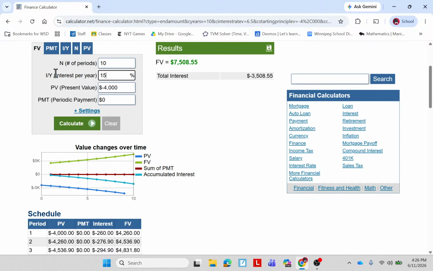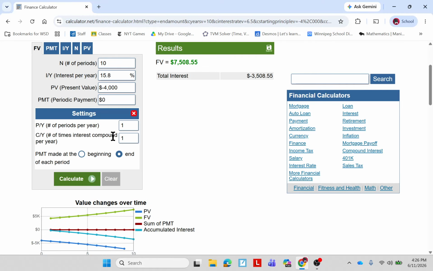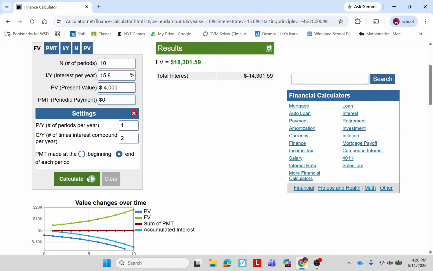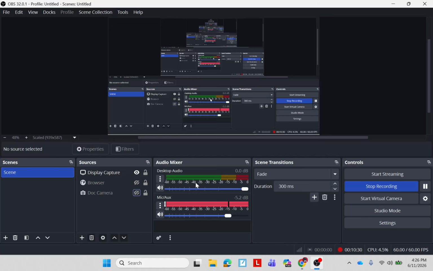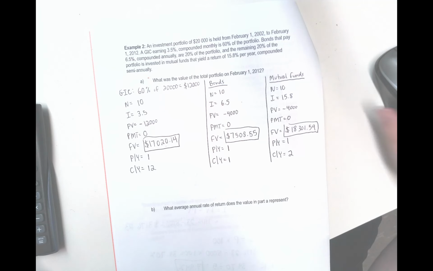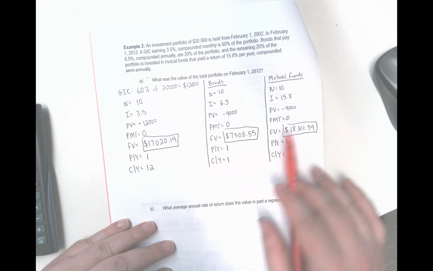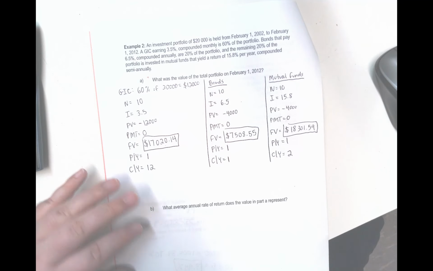And we'll do it one more time with the mutual funds. Our interest rate for that is 15.8%, and we're compounding semi-annually, which means we're compounding twice a year. So when we hit calculate for that, ooh, that's a lot of money. It's $18,301.59. Now, I acted surprised that it was a lot of money, but if you think about it, the interest rate on the mutual funds is way higher than the interest rate for the other two investments. So these are the future values of our 3 investments.